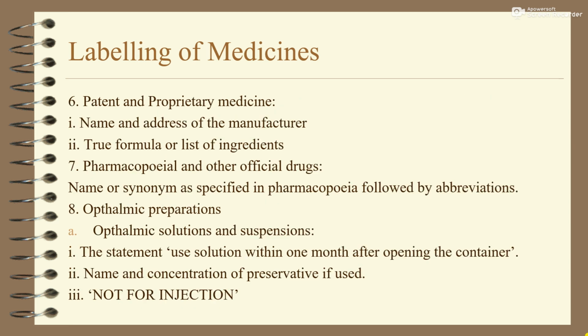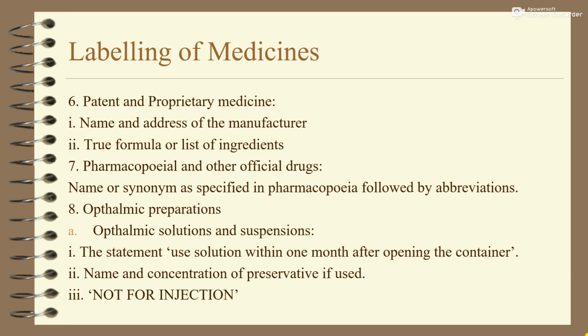Next is the patent and the proprietary medicine. In that case, the name and the address of the manufacturer should be given over there. It is a must. Then the true formula or the list of ingredients should be mentioned over that label. Next is the pharmacopoeia and the other official drugs. In that, the name or the synonym as specified in the pharmacopoeia, followed by the abbreviation, should be mentioned very properly over the label.